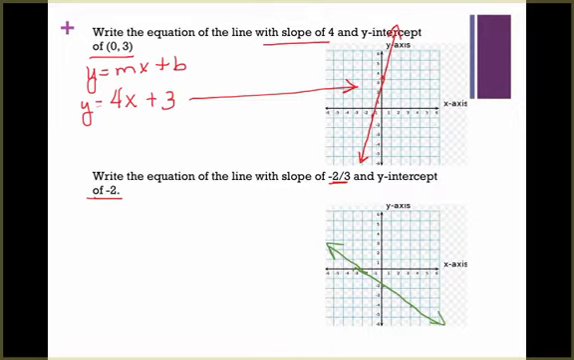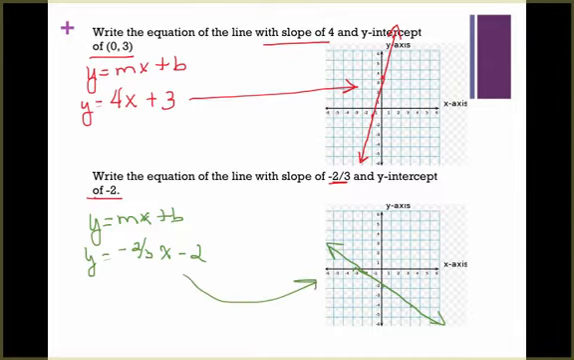Now let's write the equation of that line. We want to go in mx plus b form. So we could substitute in our slope, which is negative 2/3 x, plus our b, which we know was negative 2. So b plus negative 2, or we could just make it minus 2. And that would be the equation of the line that would give you that graph.